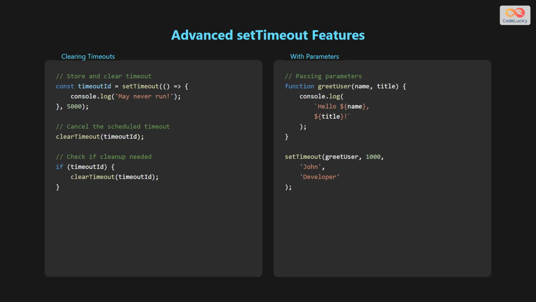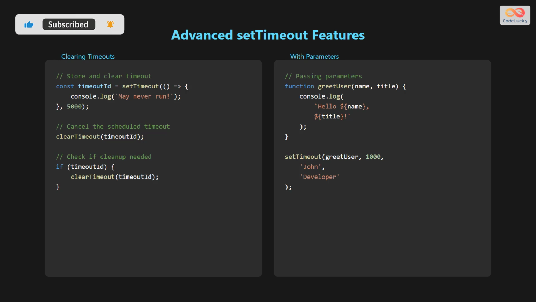Let's explore some advanced features of setTimeout. You can store the timeout ID, returned by the setTimeout function, into a variable, and then use the clearTimeout method with that ID to cancel the scheduled timeout. It is good to check if a timeout ID exists before calling clearTimeout.